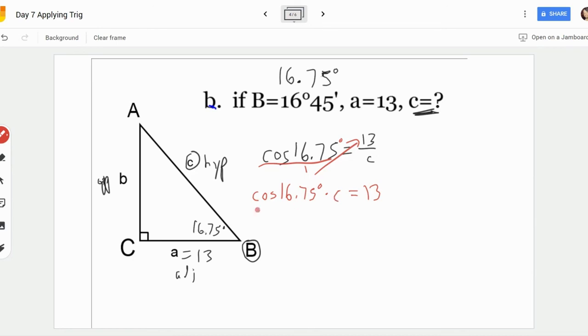So C needs to be divided by what is multiplying it, and therefore we do the same thing to the other side. And then using a calculator, that will give us what we need. So 13 divided by cosine, and again, make sure you're in degrees. If you typed it incorrectly, you should get 13.6, I guess.